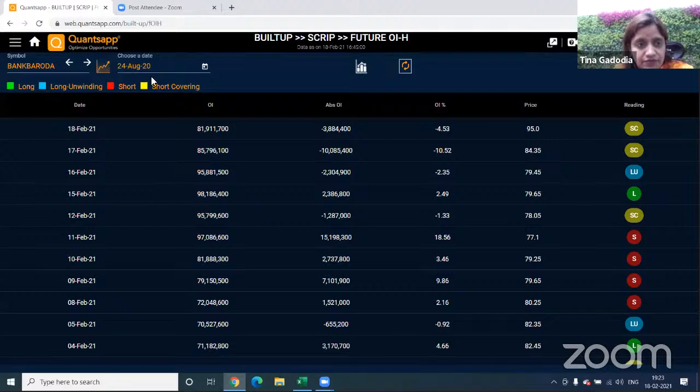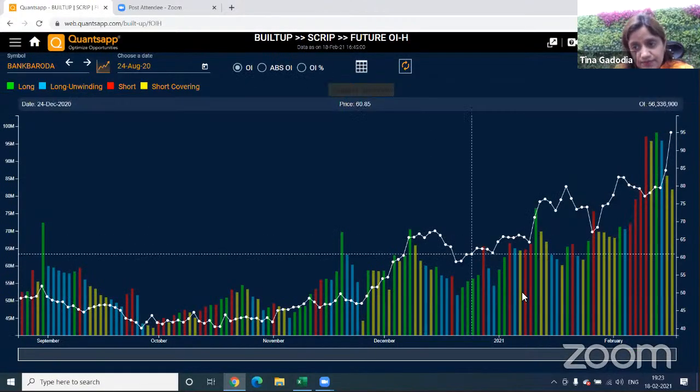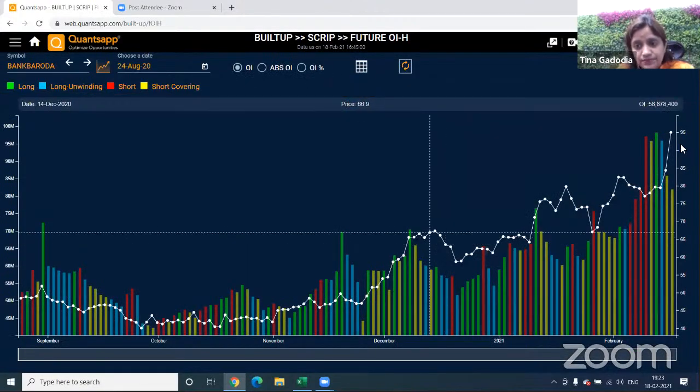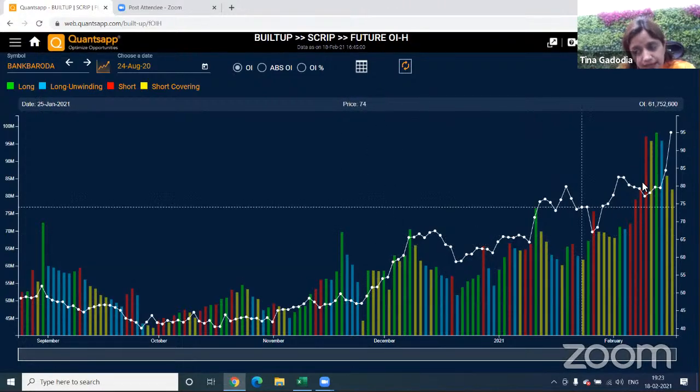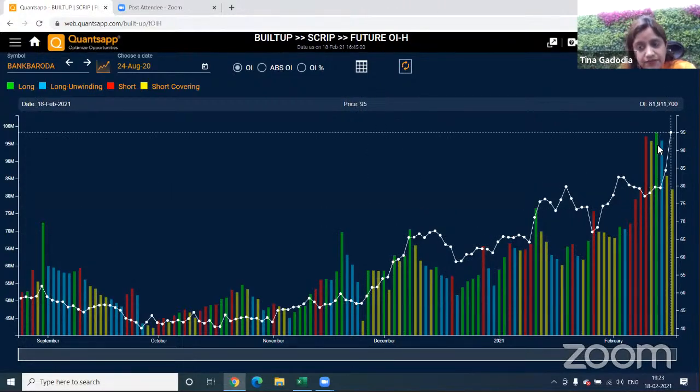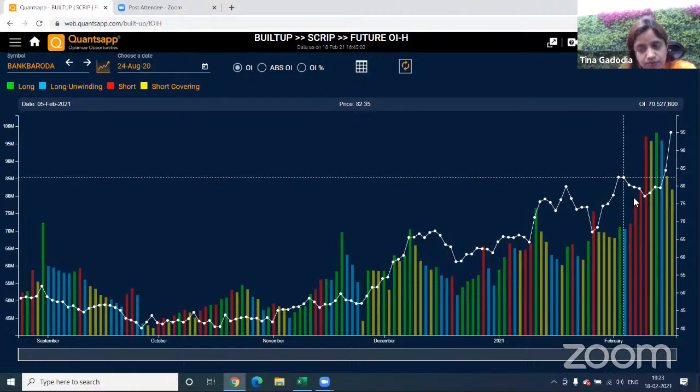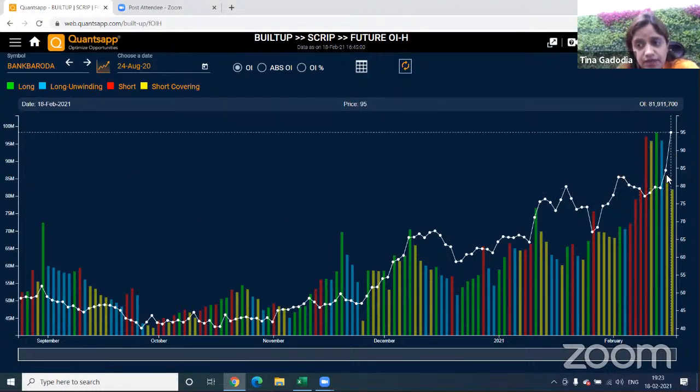You can see the table view. You can go to the graph, see the Bank of Baroda. So consistently we see the price and the OI behavior. The shorts which were built have now been completely covered. Now this level becomes crucial. What is the next thing? Will it turn green? The start of the green can give a completely different picture.